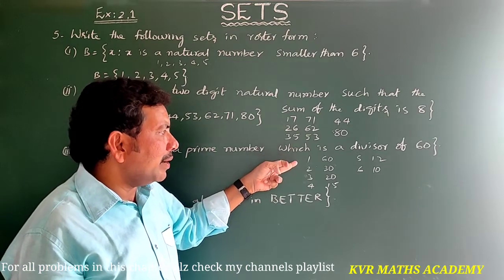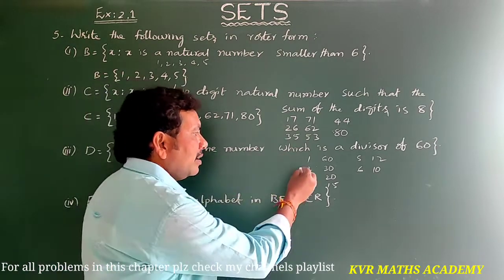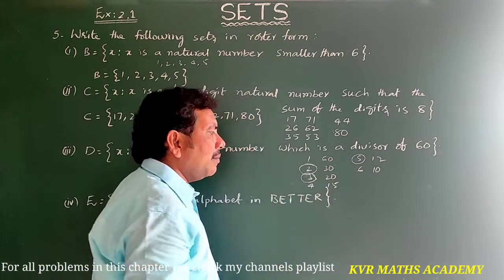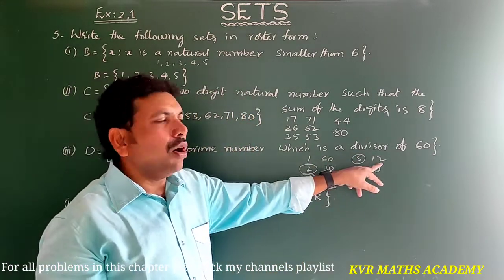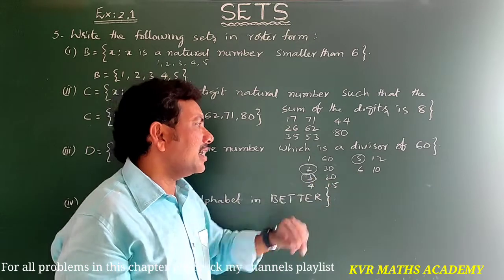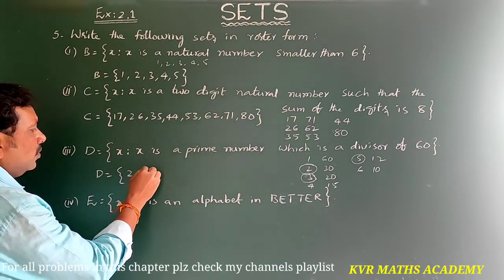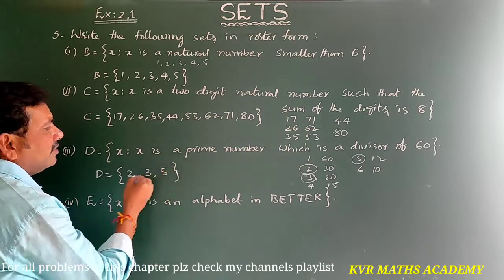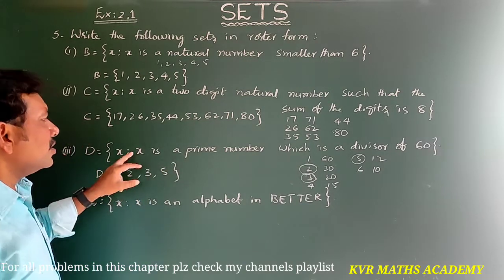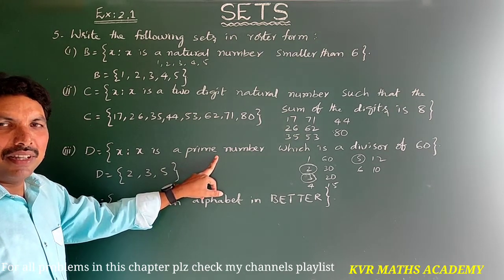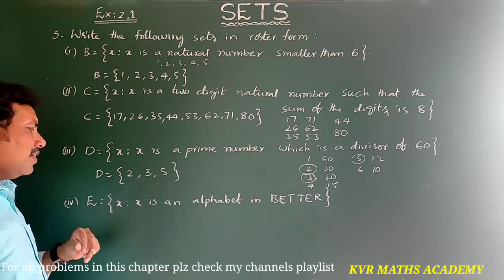So what are the prime numbers in these? Yes, 2 is a prime number, 3 is a prime number, and 5 is also a prime number. The remaining are all composite numbers, right? So let us write these. So D is equal to the set of 2, 3 and 5. So this is the roster form of the given statement. Understood clearly? Yes. Final one.